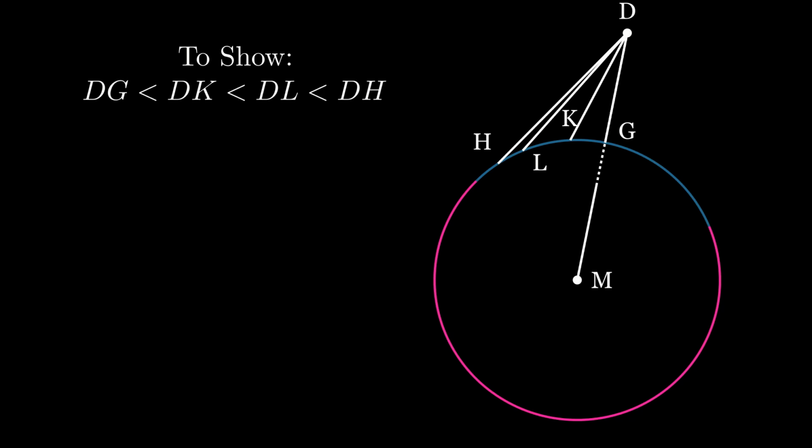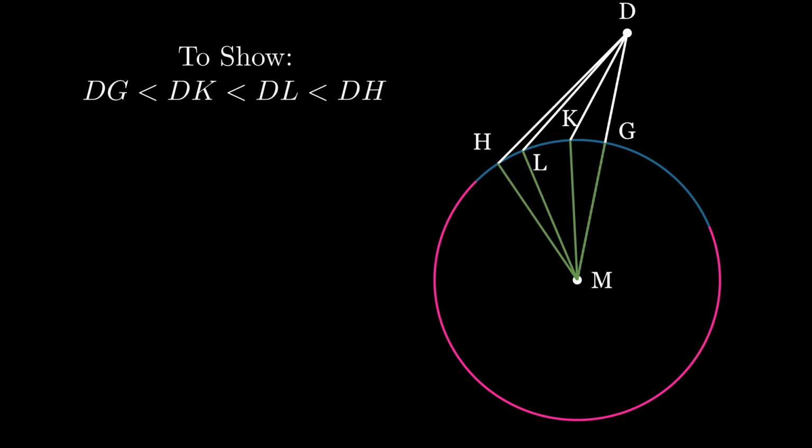The first thing we will do is draw MG, MK, ML, and MH. This gives us three triangles. A property of triangles is once again that two sides taken together are greater than the third. Note also that MH, ML, MK and MG are equal because they are radii of the same circle.